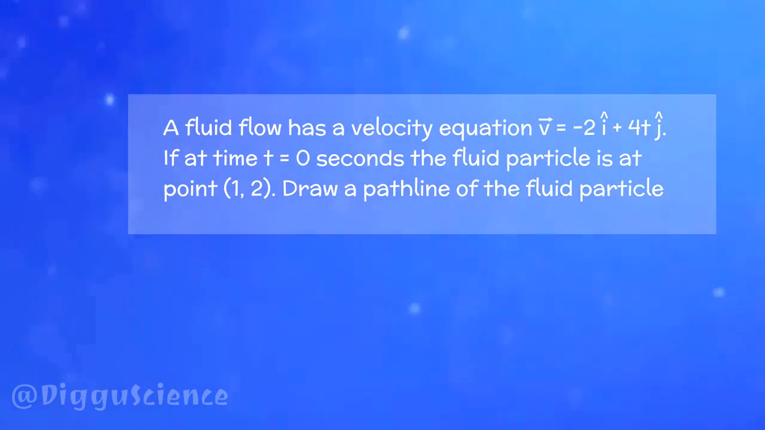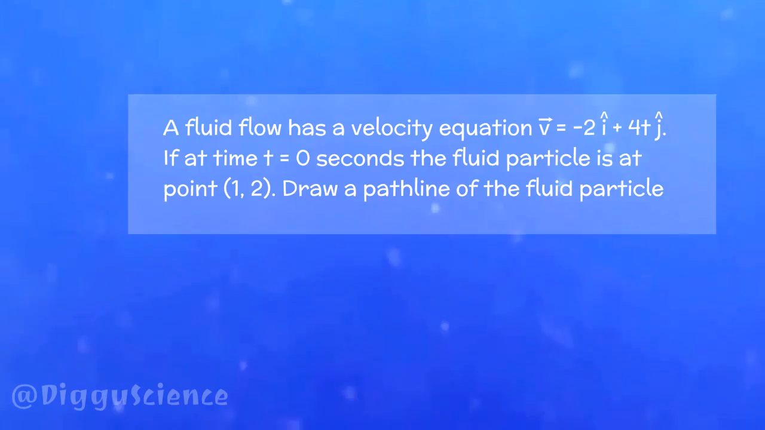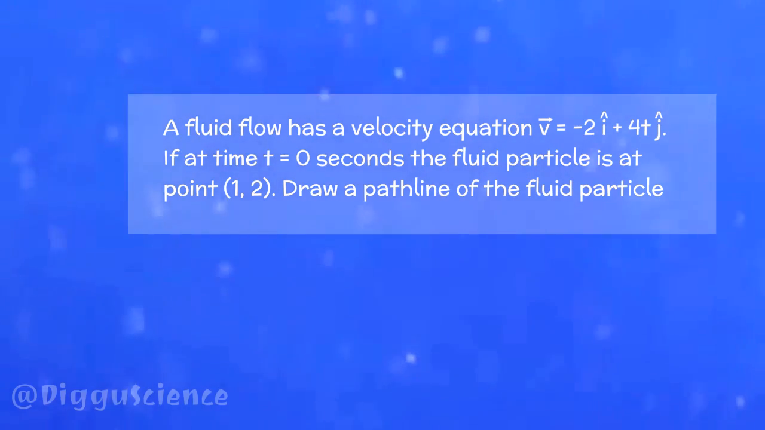A path line is a trace of the path that a fluid particle has traveled. Unlike the previous question, this time the particle goes through an unsteady flow. Well, we are asked to draw the path line of the particle. This question is quite short. Is it really that simple?